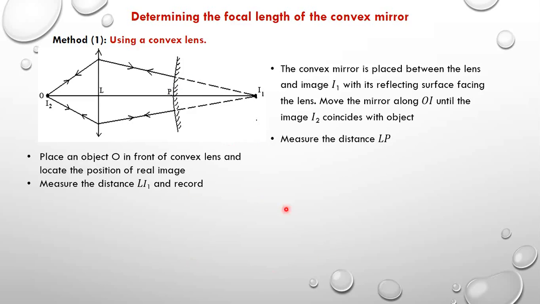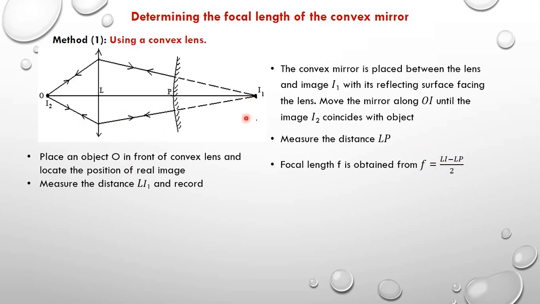Then after measuring that distance LP, we now need to get the focal length of this mirror. The focal length is going to be got by getting the distance PI1, because this distance PI1 is actually the radius of curvature. So that distance PI1 is going to be LI1 minus LP, which is going to be twice the focal length F. Therefore, F is equal to LI1 minus LP, divided by 2. So this is how we shall be in position.